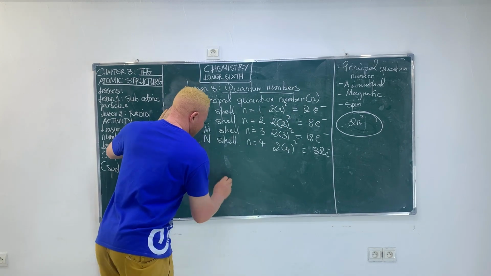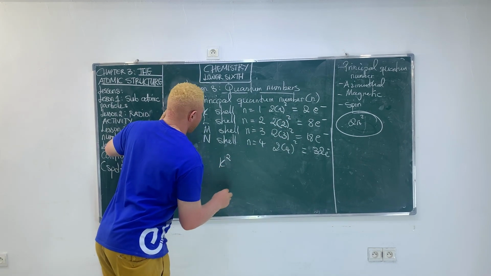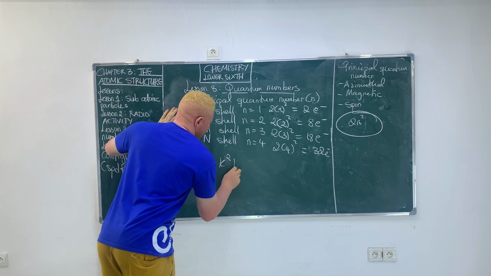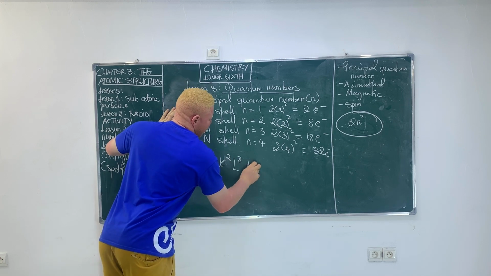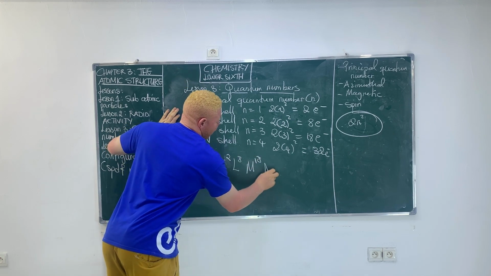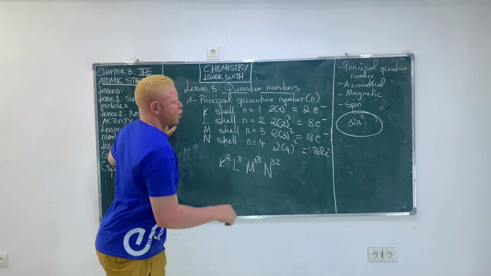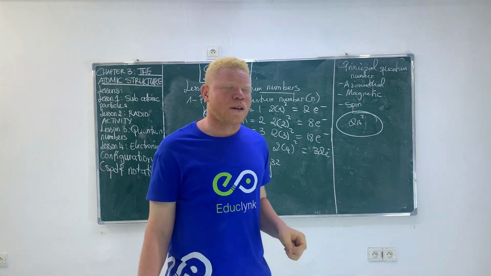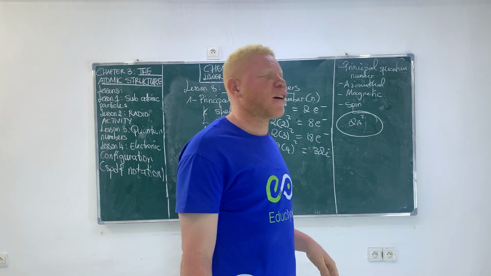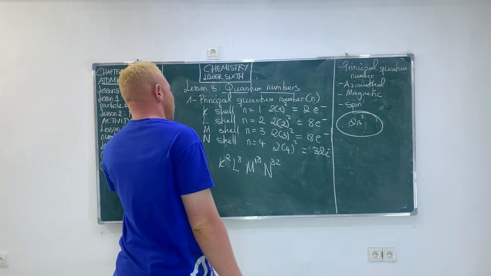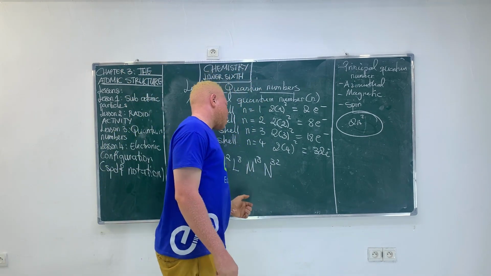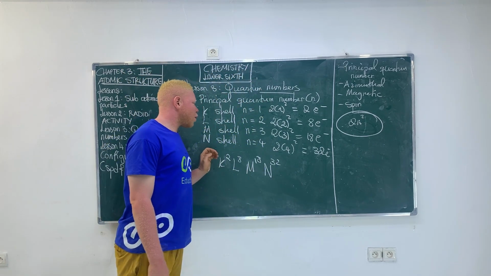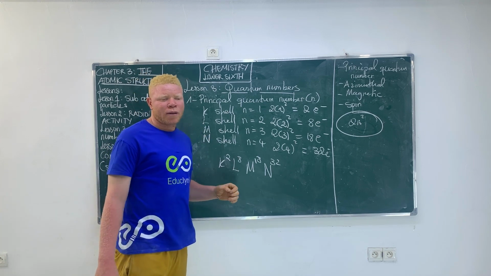So we can write it like this: K 2, L 8, M 18, N 32, where n is the principal quantum number. Our configuration at the ordinary level is usually written as 2:8:2. But at the advanced level, we're going to use the subshell.